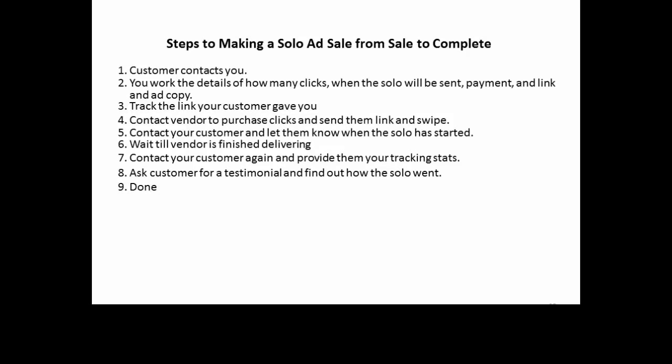Steps to making a solo ad sale from start to complete. The customer contacts you. You work out the details of how many clicks, when the solo will be sent, payment, and link and ad copy. Track the link your customer gave you. Contact the vendor to purchase clicks and send them the link and swipe. Contact your customer and let them know when the solo has started. Wait till the vendor is finished delivering. Contact your customer again and provide them with your tracking stats. Ask the customer for a testimonial and find out how the solo went. And that's it. You're all done.